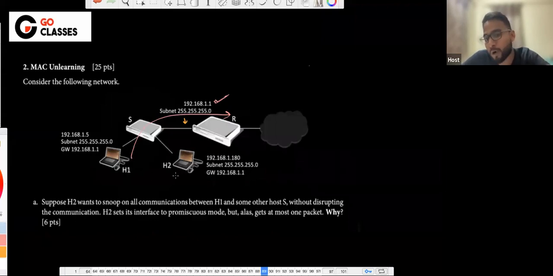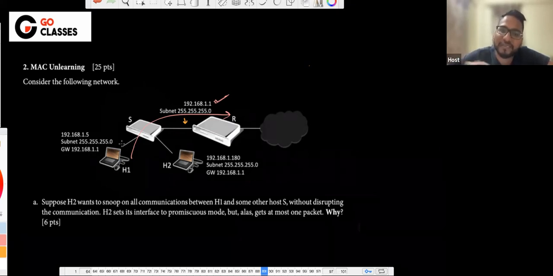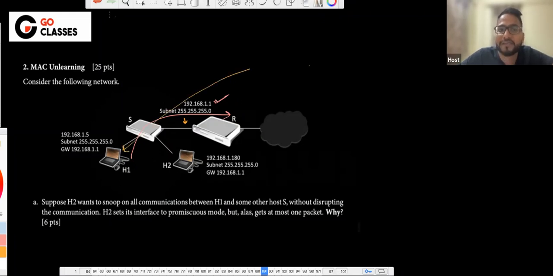Then they are saying, what can H2 do to force that whenever H1 is sending some packet outside, it will also get that packet? This means H2 doesn't want S to learn something, right? Or maybe whenever someone is sending to H1, the switch should send to both of the ports. It should not only send to H1. You're getting the question? At least the question is clear: this host should do something such that whenever someone is sending to H1, the switch should forward to both of the ports.